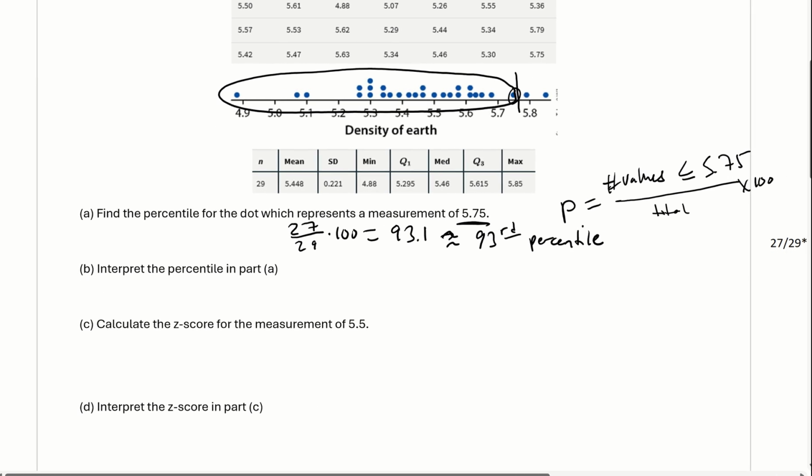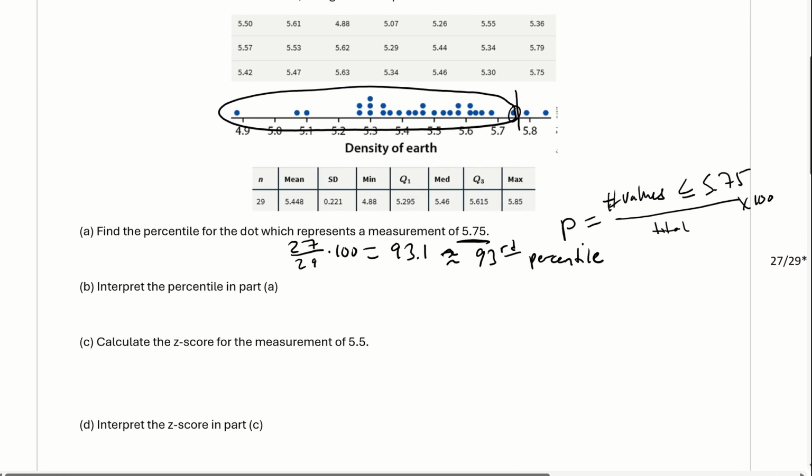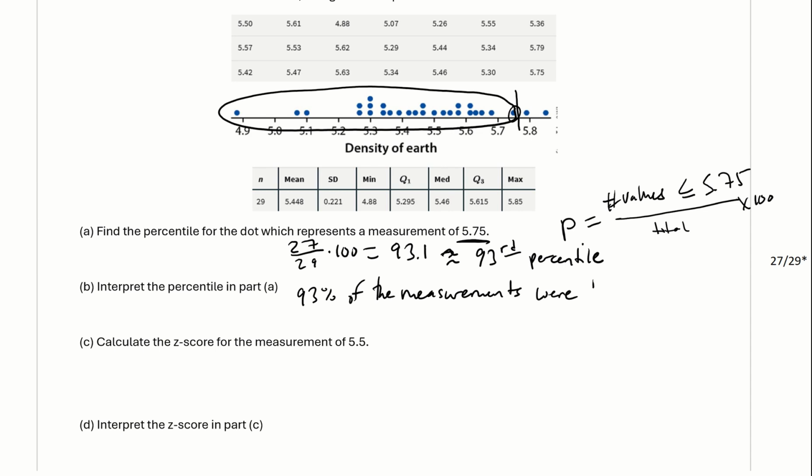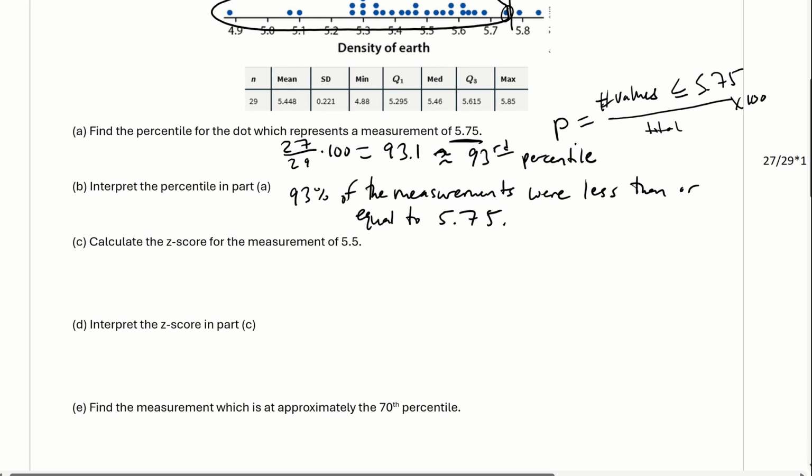So what this is saying is that 93% of the measurements were less than or equal to 5.75. All right, so that's the interpretation of the percentile.